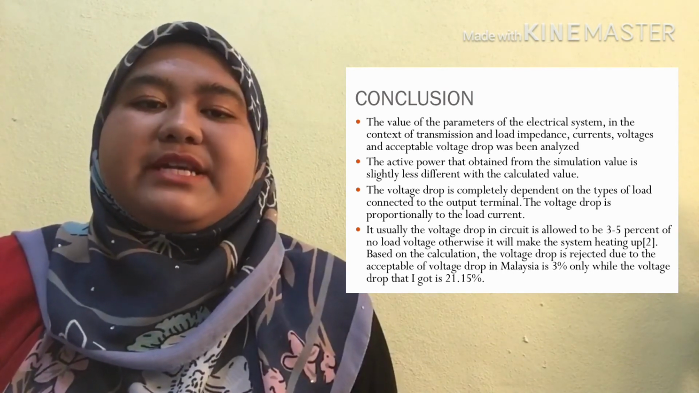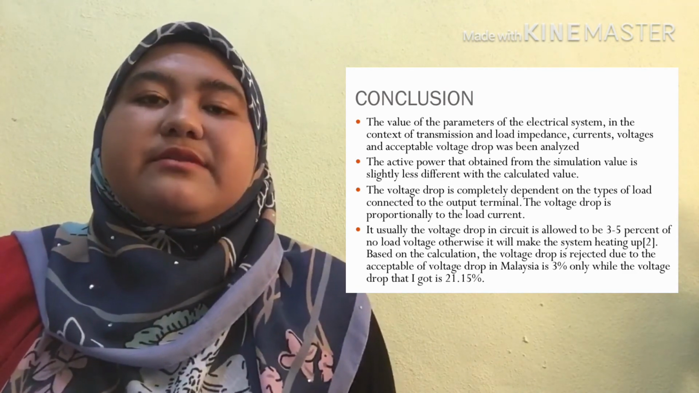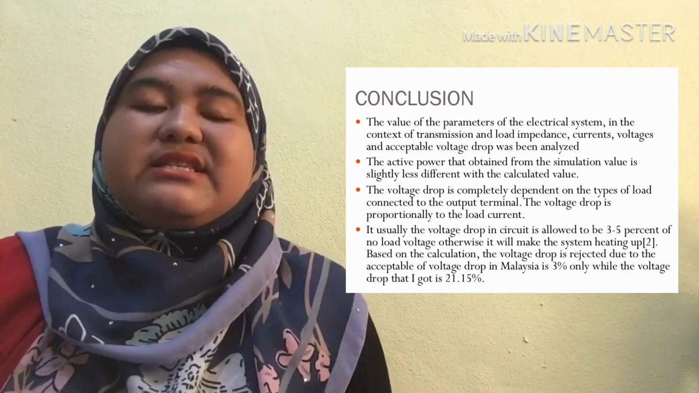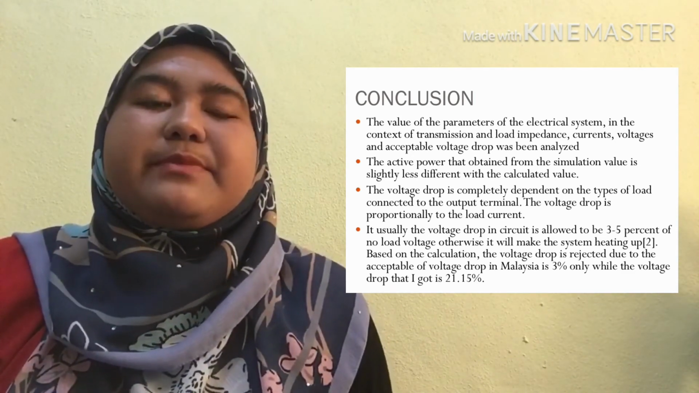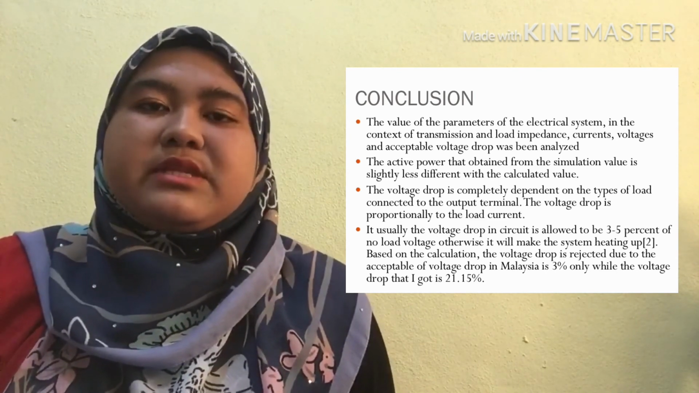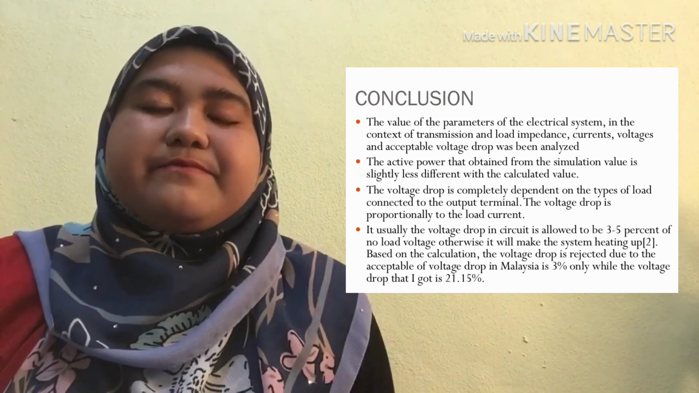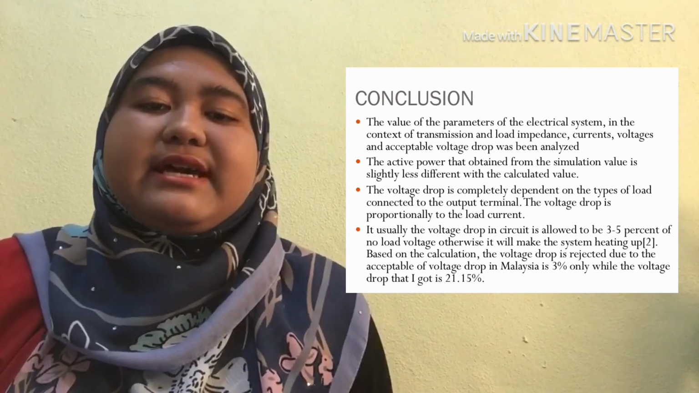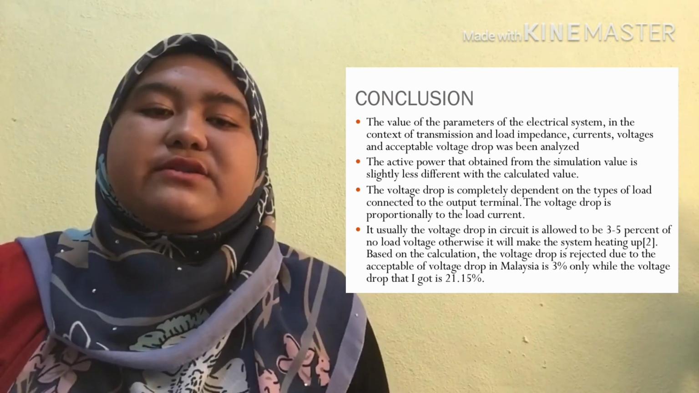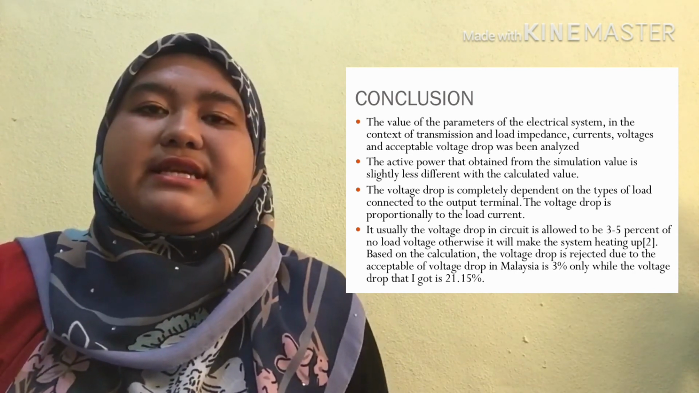Voltage drops take place between the supply terminal and the load terminal. The load terminal is the place where the electrical appliances are installed. The voltage drop is completely dependent on the types of load connected to the output terminal. The voltage drop is proportional to the load current. Usually the voltage drop in a circuit is allowed to be 3 to 5% of no load voltage, otherwise it will make the system heat up.